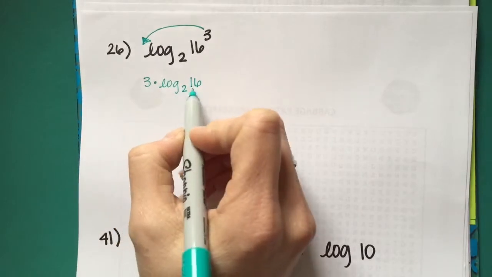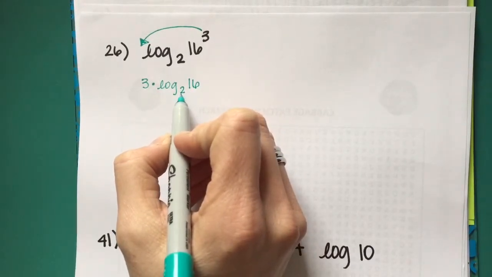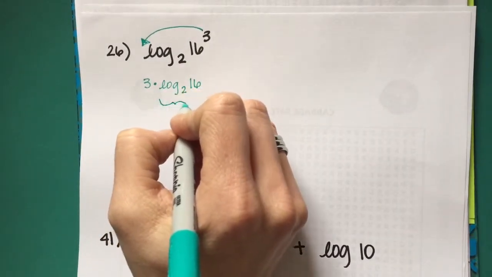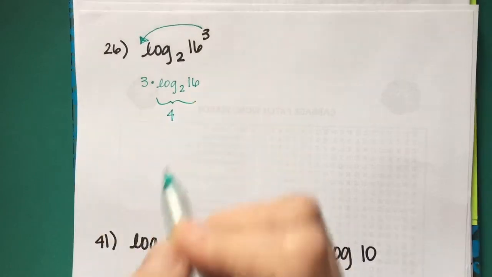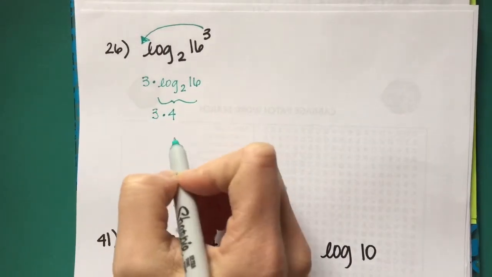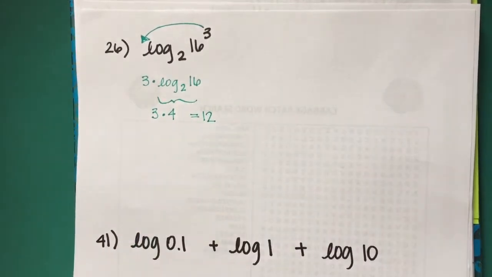So now we can evaluate log base 2 of 16. 2 to what power equals 16? That is 4. 2 to the 4th equals 16. And then you can multiply that by 3. And 3 times 4 is equal to 12.